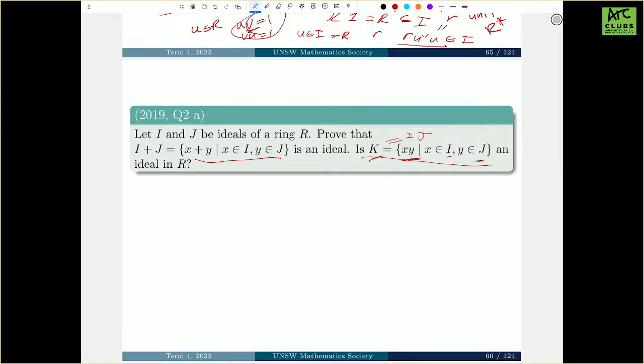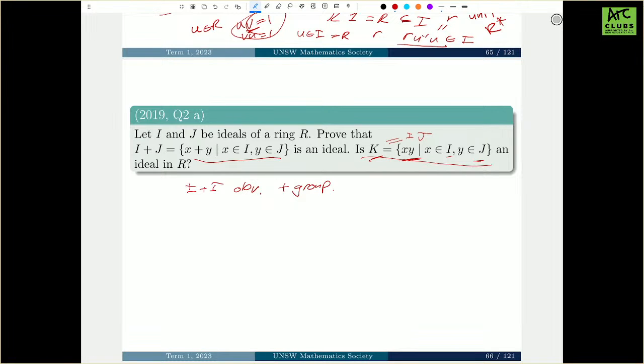Let's prove that it is an ideal. Obviously it's going to be an additive subgroup. We get that result from group theory because remember R is an abelian group under addition. So I plus J is obviously an additive group. Now I just need to show the multiplicative property.